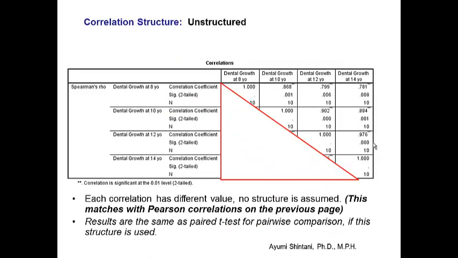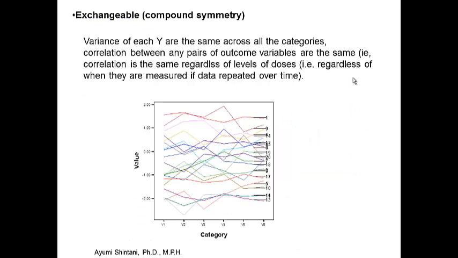You would think dental growth measurements at two time points closer to each other should be more correlated than two measurements much farther apart, as you see here. In this one, 8 to 10, 10 to 12, and 12 to 14 have a much higher correlation than the correlation between much more distant time points. But that's one of the structures.